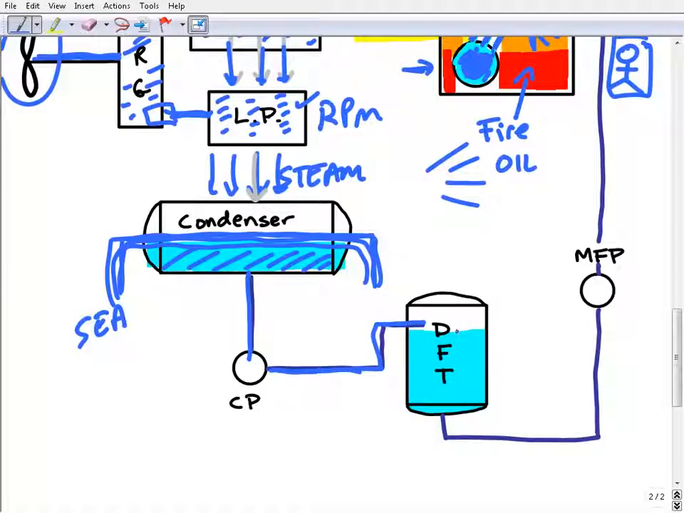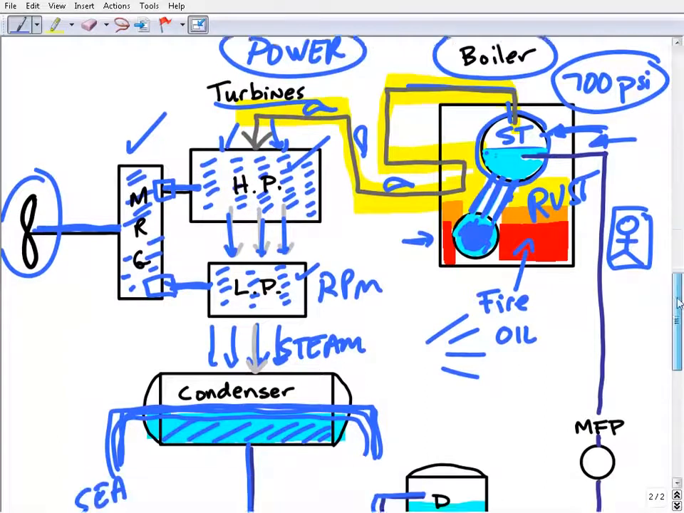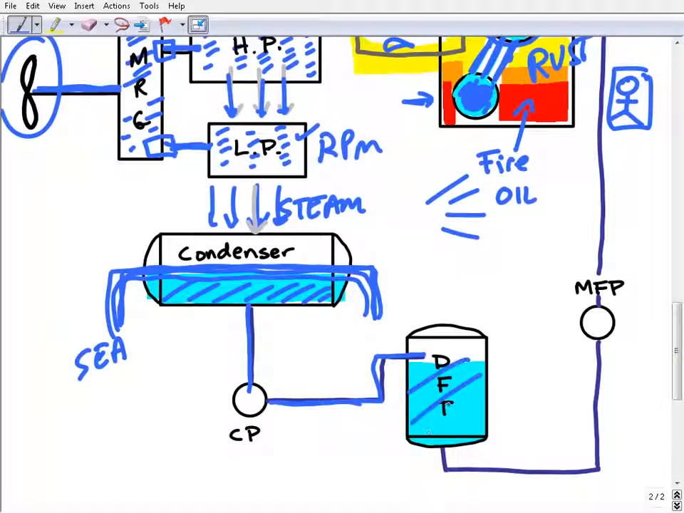Now the DFT is called the deaerating feed tank. What's the deal with this? Well, this is our feed water that we're going to feed the boiler. We're going to come back up here and start the process again. And this is where the water gets tweaked, if you will. We're really testing to make sure that the water before we send it to the boiler is appropriate.